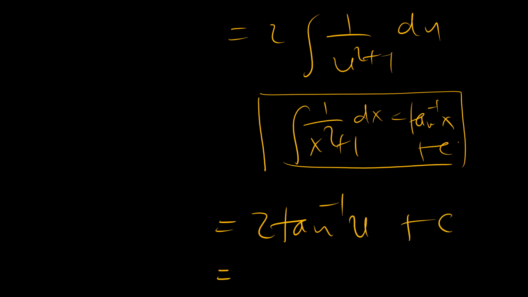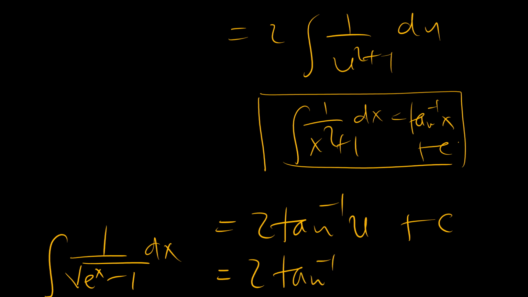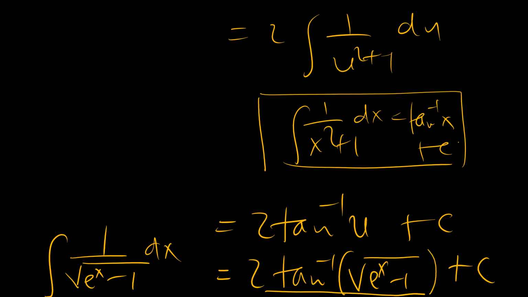Since what we had previously done was equating u to the square root of e to the power x minus 1, essentially, when we integrate 1 over the square root of e to the power x minus 1, that gives us 2 arctangent of the square root of e to the power x minus 1 plus c. And this, ladies and gentlemen, is the answer that we have.